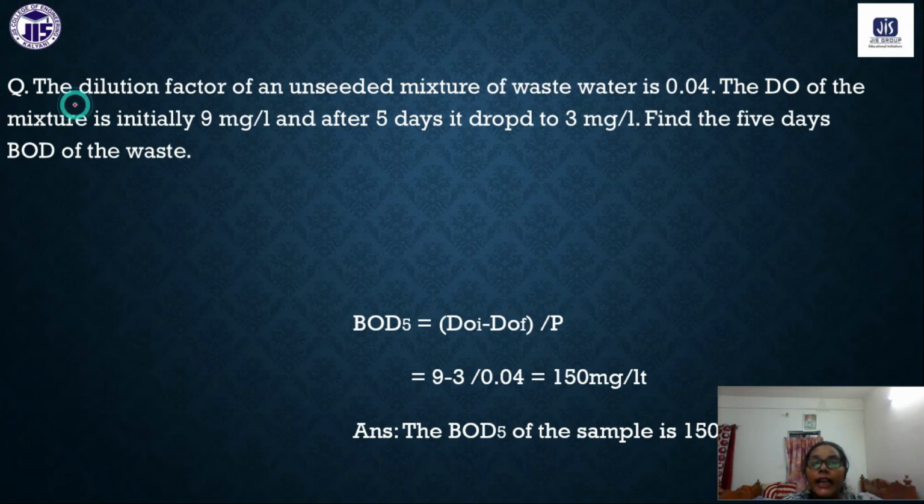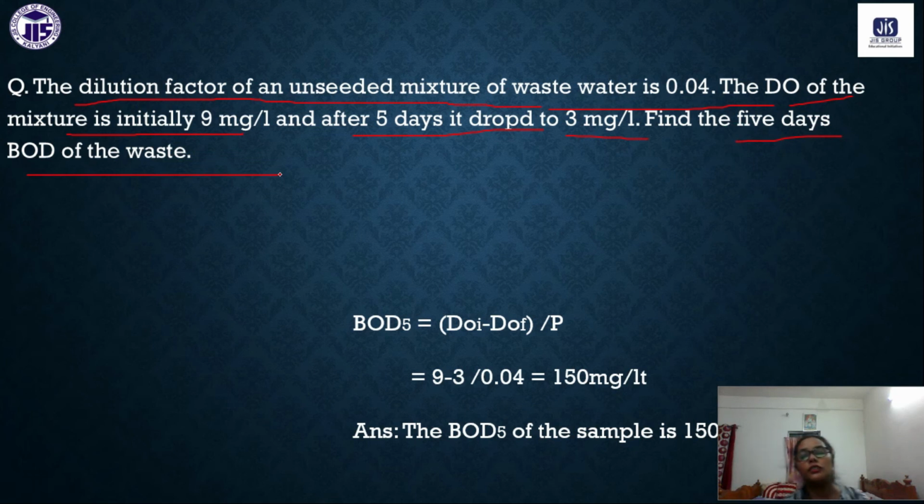Next question: the dilution factor of an unseeded mixture of wastewater is 0.04. Dilution factor is given, that is 0.04, right? And the DO of the mixture is initially 9 milligram per liter, and after 5 days it dropped to 3 milligram per liter. Now find out the 5 days BOD of the waste.